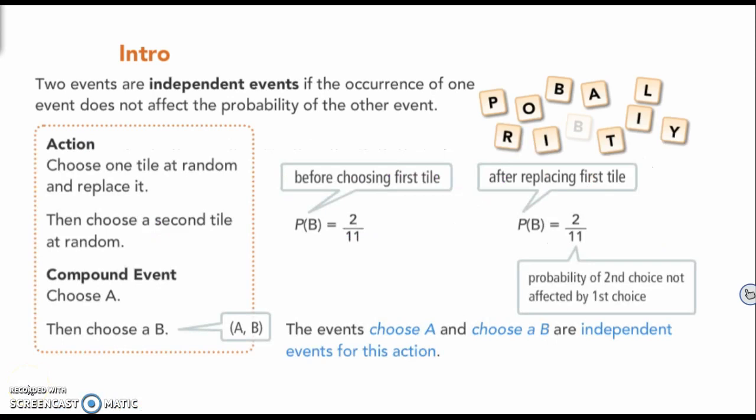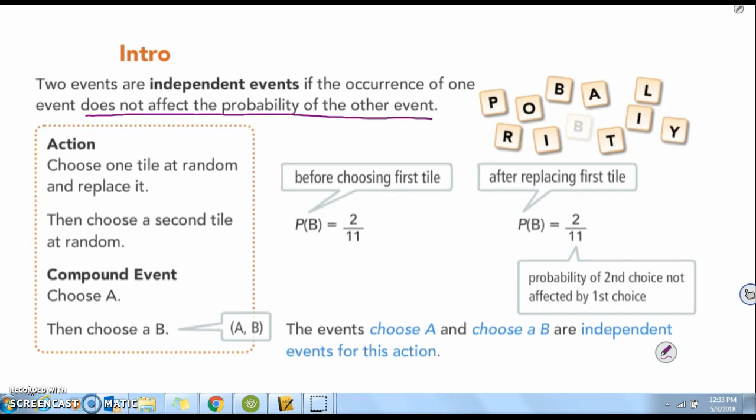2 events are independent events if the occurrence of one event does not affect the probability of the other event. This is very important to understand. Independent events do not affect the probability of the other event. For example, our action is choose 1 tile at random and replace it. Since we are replacing it, that means we still have the same possible outcomes within this action. So this is going to be independent.